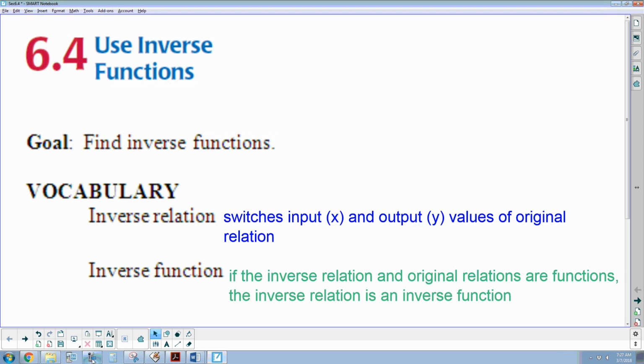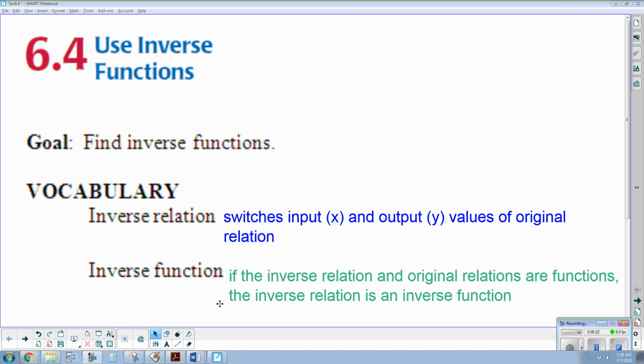Hi ladies, this is a continuation lesson of 6.4, and in this part of the video we're going to look at graphing the inverse function. So we're going to find the inverse function with a set domain, and then we're going to graph the function and graph the inverse of the function. We're going to look at the relationship there.